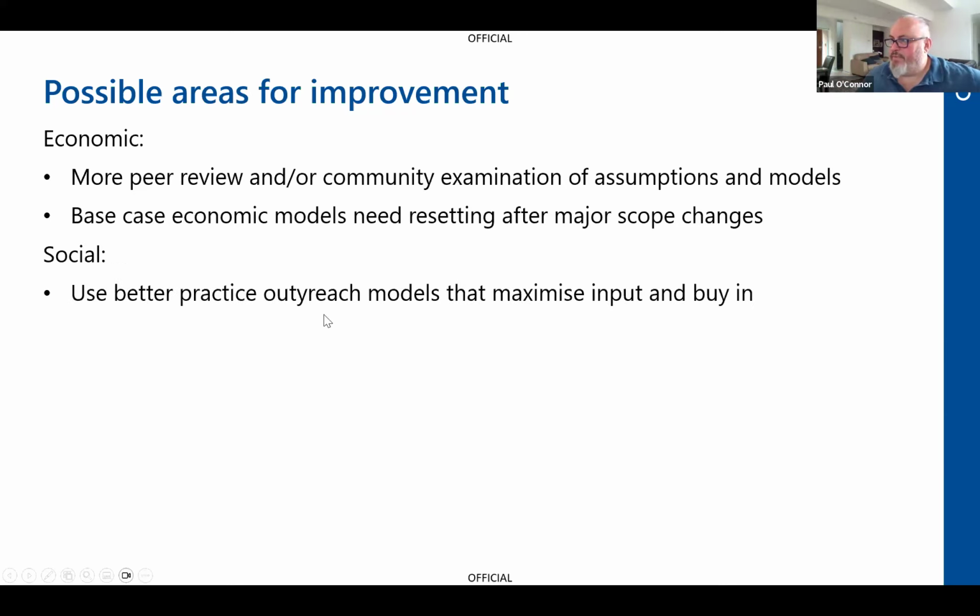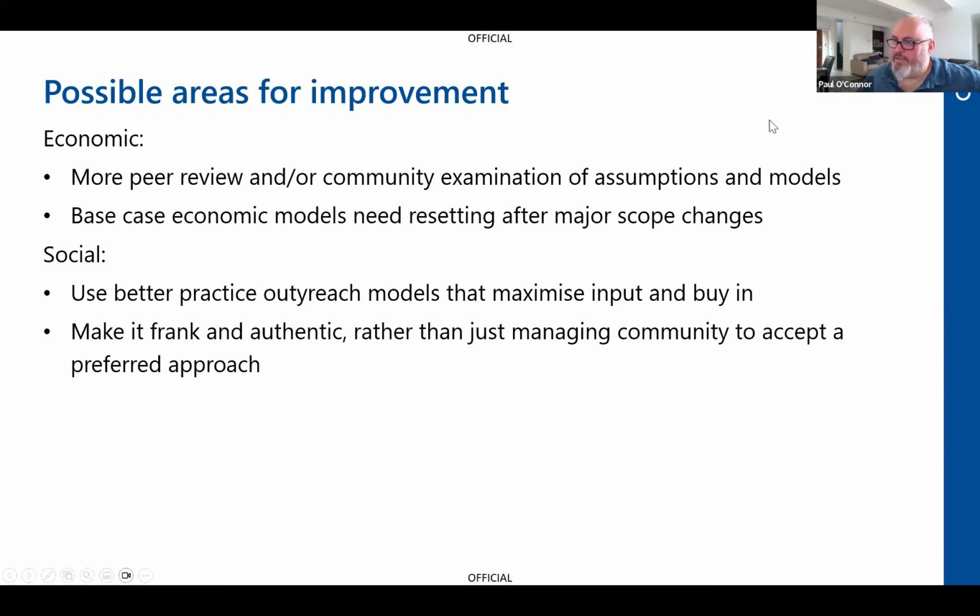Sorry for my typo. We should use better practice outreach models that maximise input and buy-in by the community. I said this a bit earlier. We should make it frank and authentic, rather than just managing the community to accept a preferred approach. So usually there is a preferred approach in the department, but it's often really brave to say, okay, that might be our approach. Let's hear what the community thinks, and to be willing to actually consider changes.